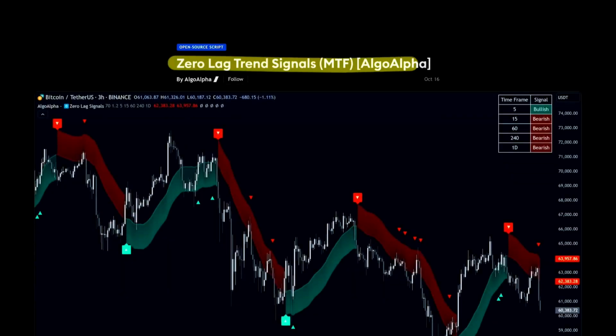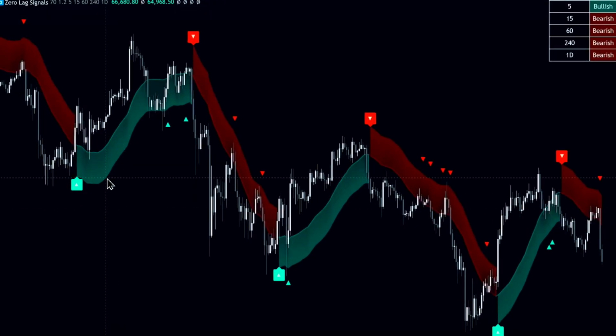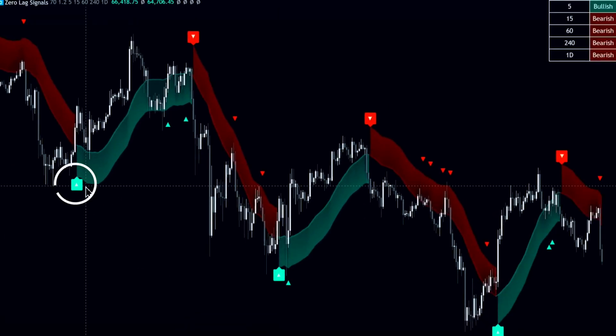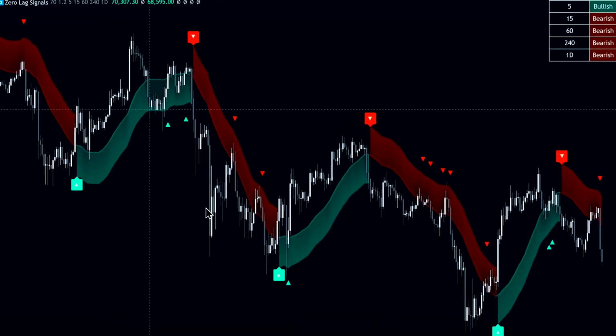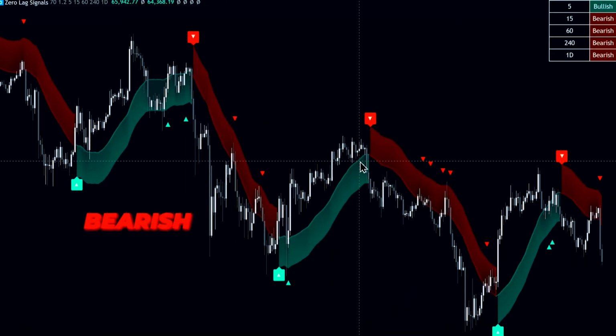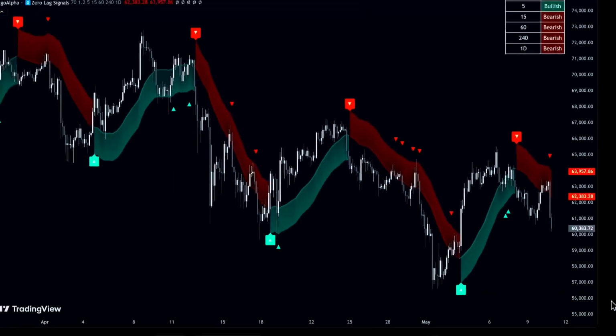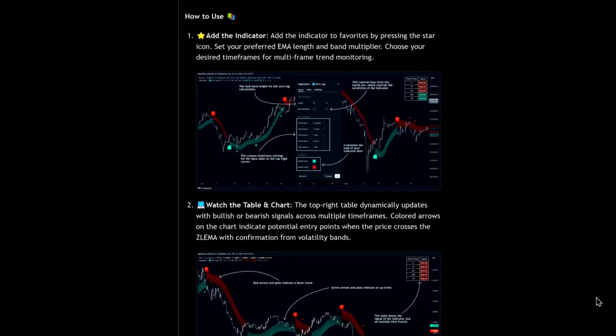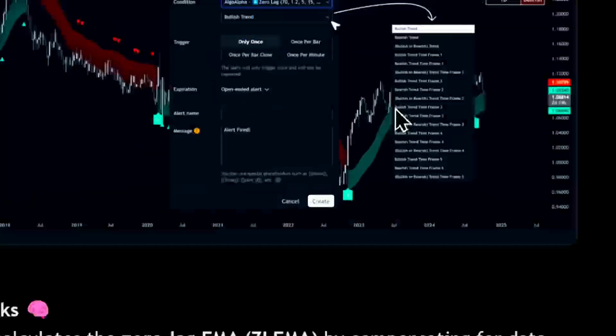During shifts between bullish and bearish trends, this indicator instantly generates buy and sell signals, showing you exactly where the market is reversing direction. In this video, I'll walk you through what this indicator is and share a simple yet powerful strategy you can use with it. Stick around, this is one video you won't want to miss.